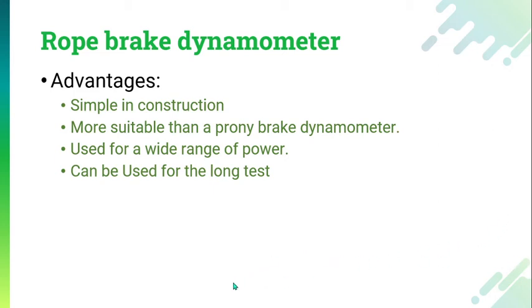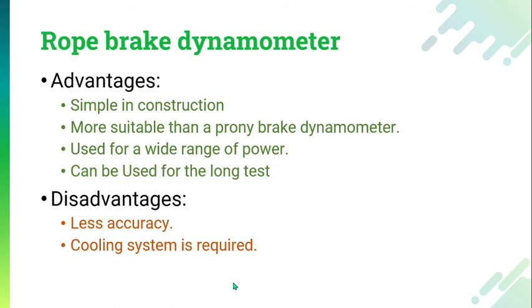But they have some disadvantages also. Basically, the accuracy of the rope brake dynamometers is a little bit less, and as they run at high RPMs, as well as using the rope as the braking mechanism, a cooling system is required. So this is the use of the rope brake dynamometers.